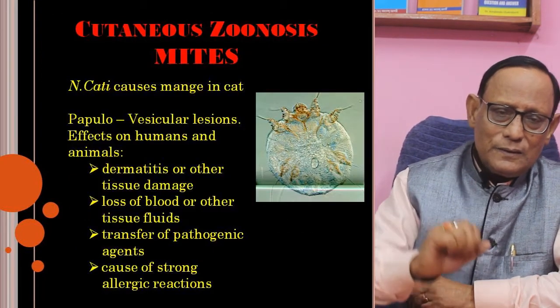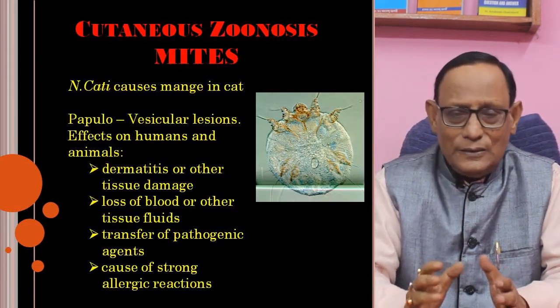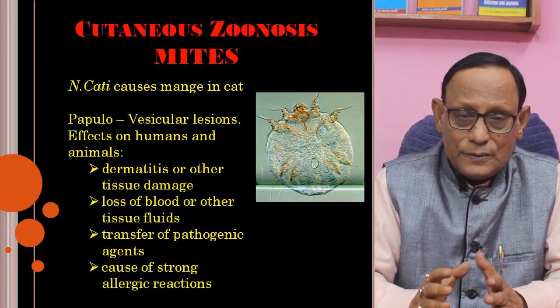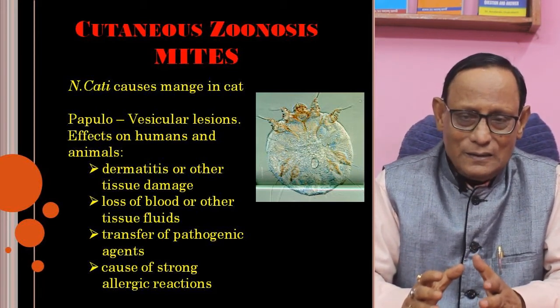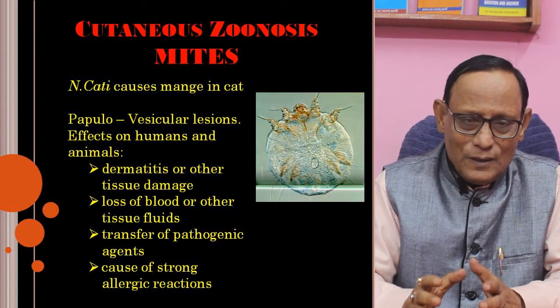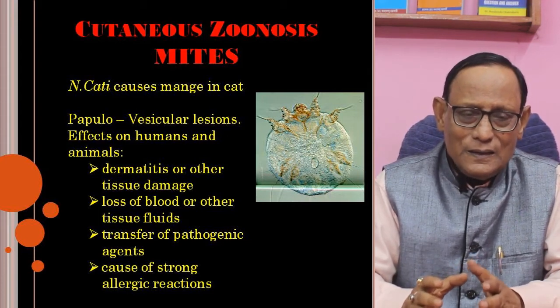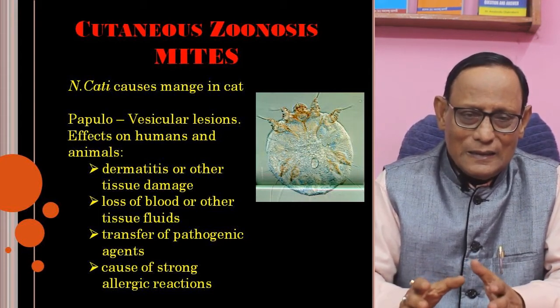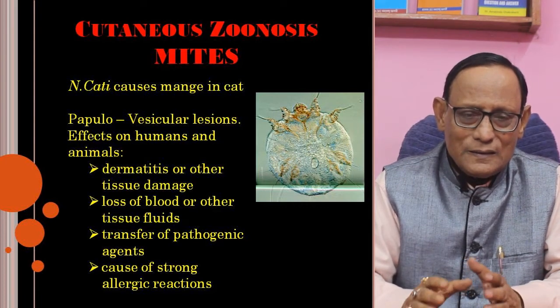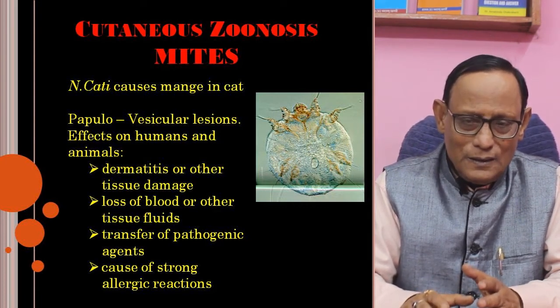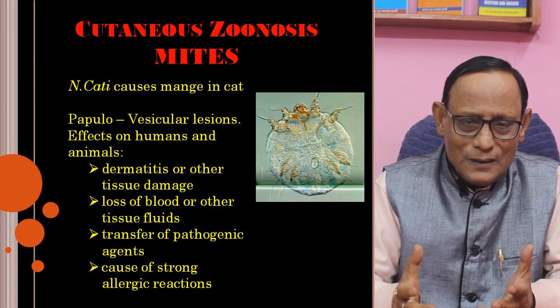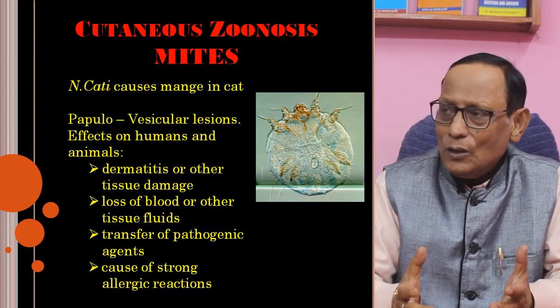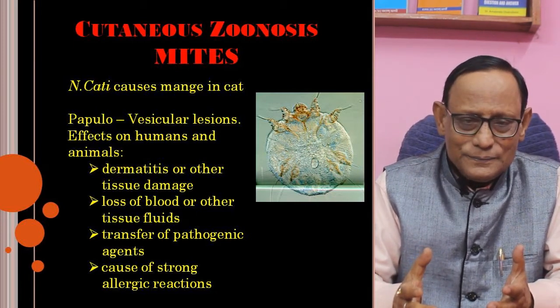Then cutaneous zoonosis. Now I tell you, of the zoonosis, the most important is acari or ectoparasite. The most important ectoparasite is Notoedres cati, N. cati. It is also known as Sarcoptes minor. It is just like Sarcoptes, and commonly we call it mange in cat.